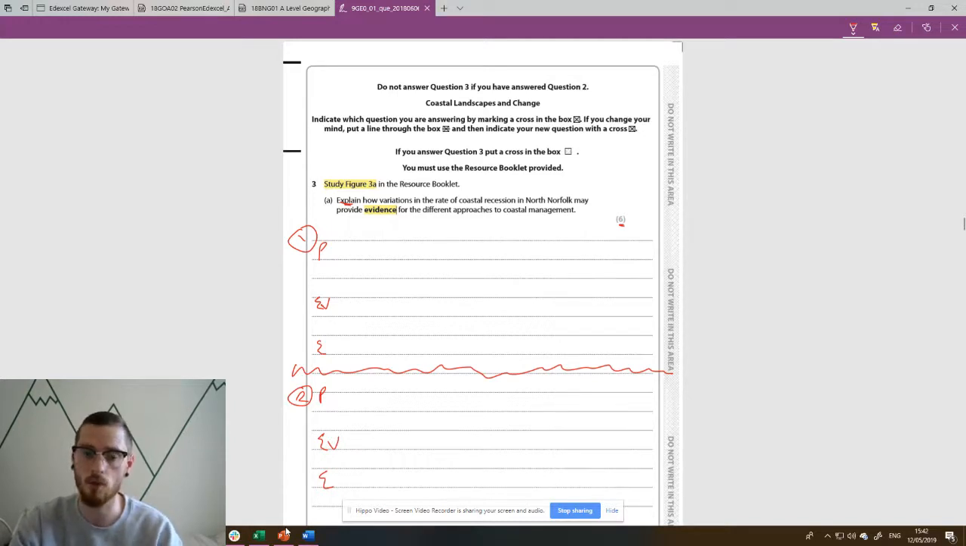This is where I'm going to talk about the names of settlements lifted from the resource, or in addition to, I'm going to use meters of recession or erosion per year. I'm going to reference the type of management, the strategy that they're using there, and I'm then going to go on to explain it. So point, evidence, explanation of said evidence.